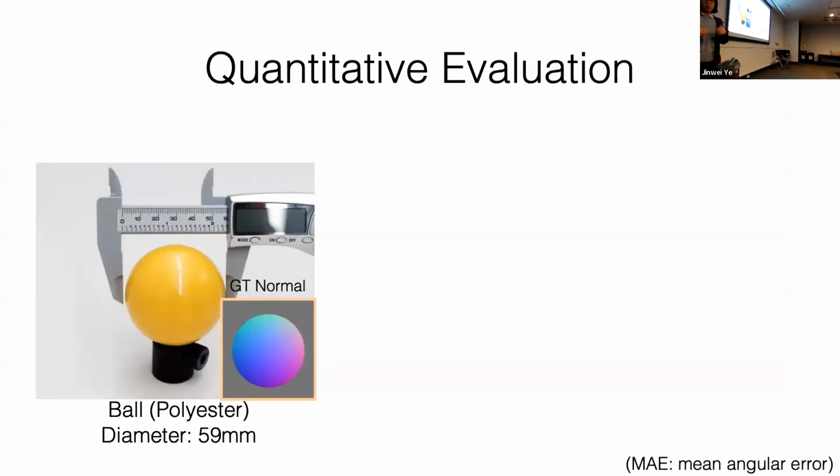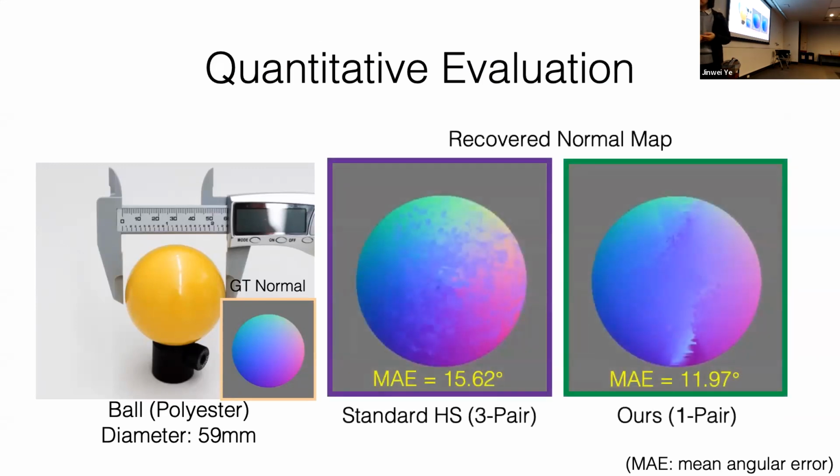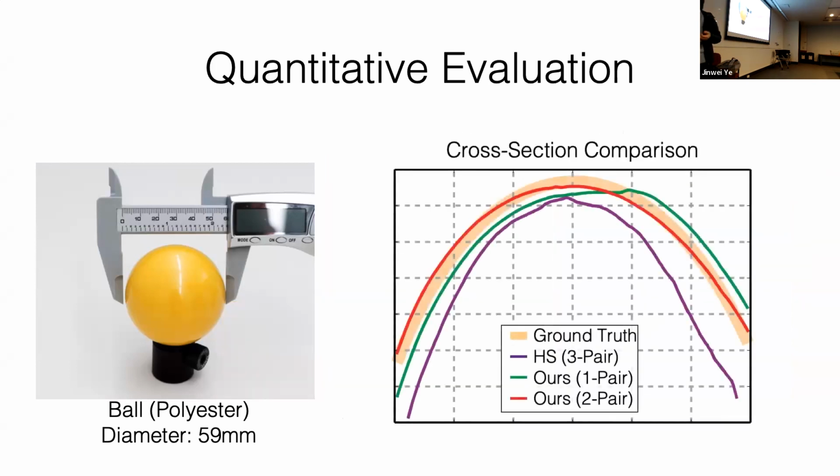For the real experiments, we do quantitative evaluation on very simple examples like spheres and planes. Here we show some of the results. This is the standard stereo result with 3 pairs, and this is our result with 1 pair. We notice very large artifacts along this vertical polarization direction. With 2 pairs, our result is much better. And here is the comparison among the cross sections.